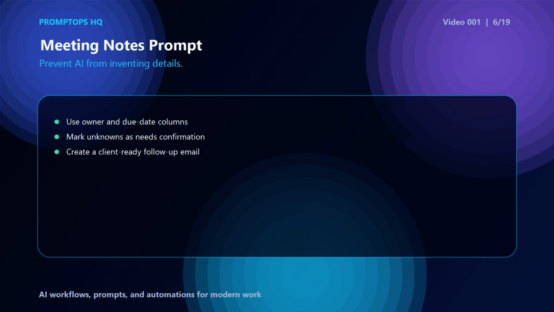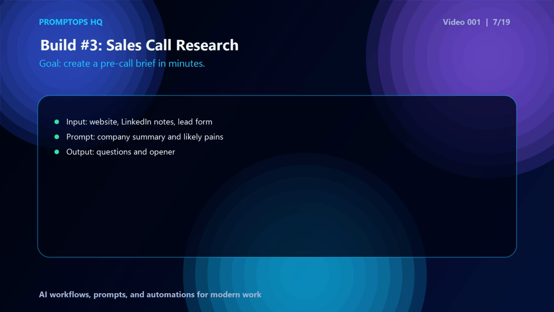Your final workflow is simple: paste notes, generate the action table, confirm owners and due dates, then send the follow-up email. Workflow 3 is customer research before sales calls. To build it, collect the prospect website, LinkedIn notes, lead form response, and any context you already have. Then ask AI to create a 1-page call brief with a company summary, likely priorities, possible pain points, smart discovery questions, and a personalized opening line.